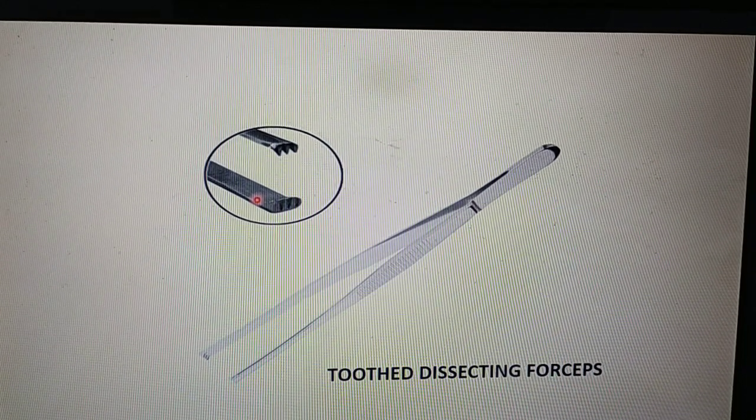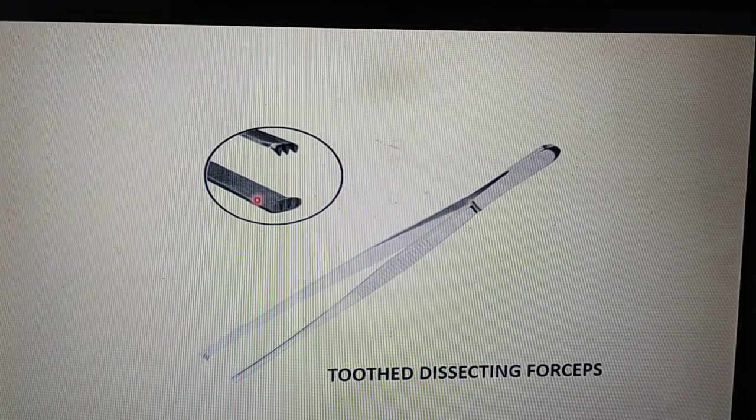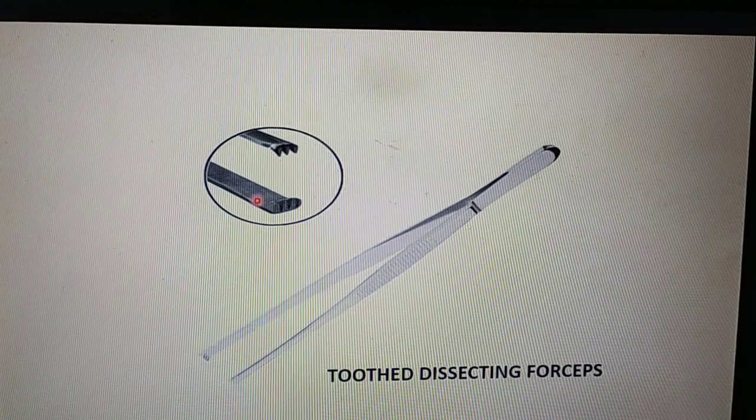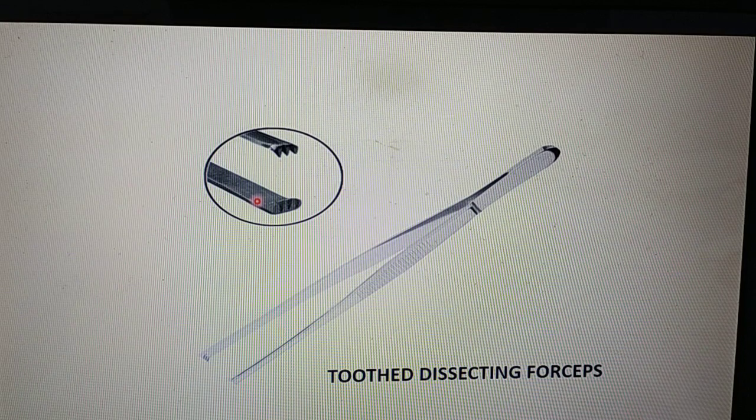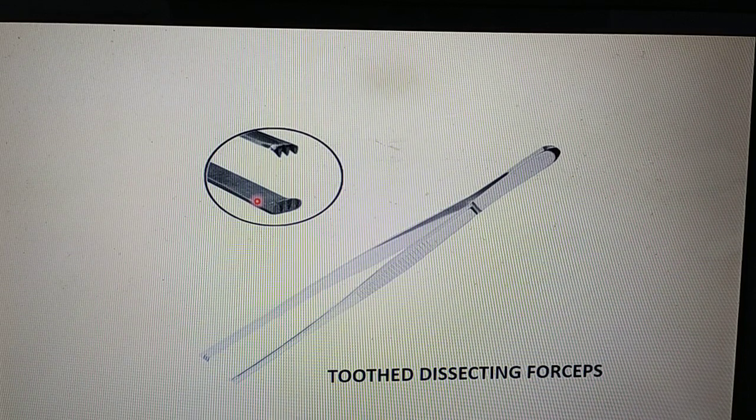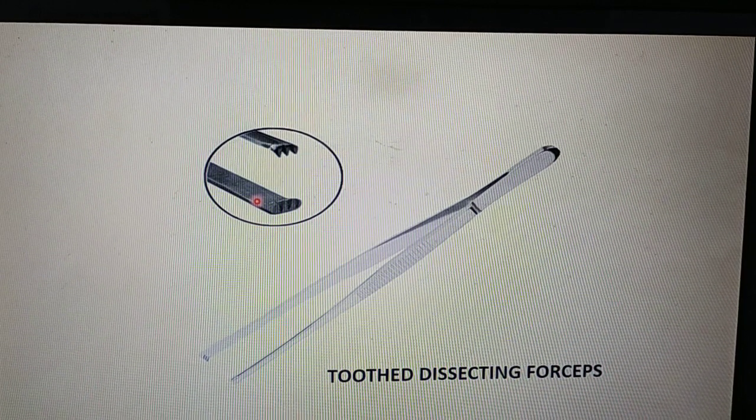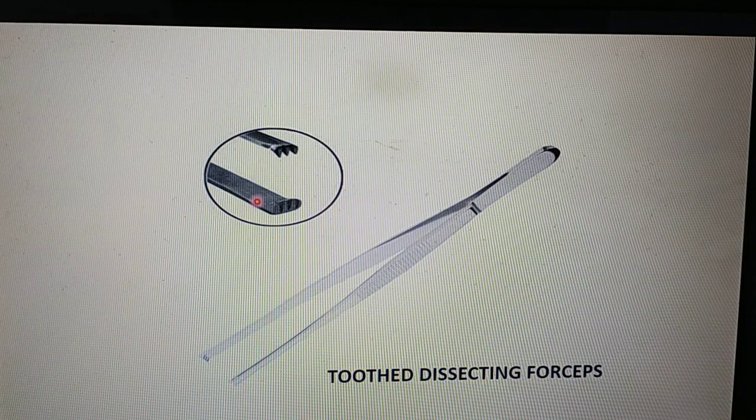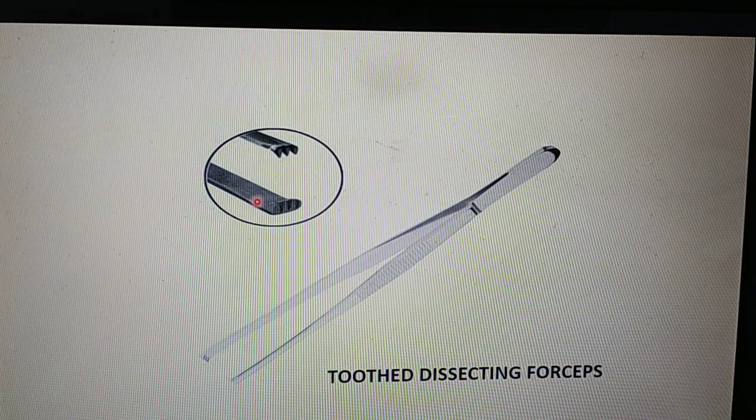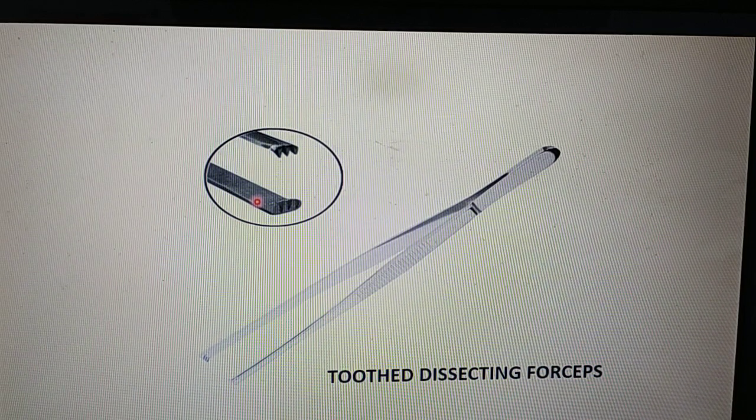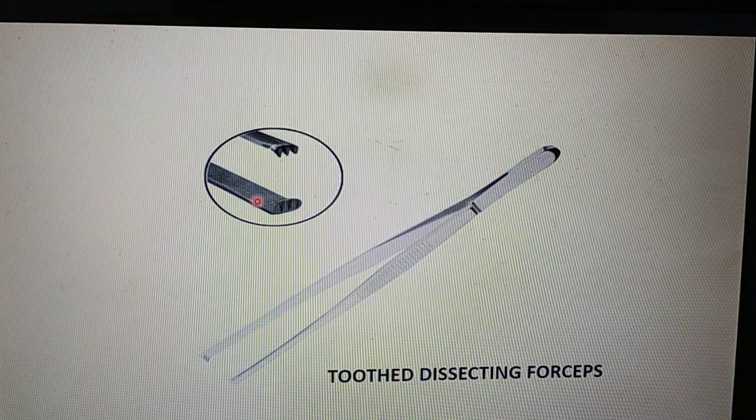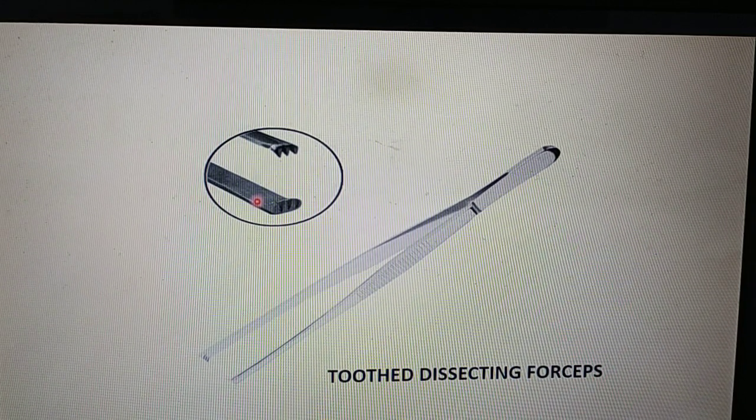Uses of this instrument. This is used during almost all operations to hold the tough structures like skin, fascia and aponeurosis. It is used to hold the cut skin margins during suturing. It is used to hold the linea alba or rectus sheath during closure of abdominal incision. It is used to hold the scalp during closure of scalp incision, and fine tip tooth dissecting forceps is used to hold the cut margins of prepuce during suturing during circumcision.